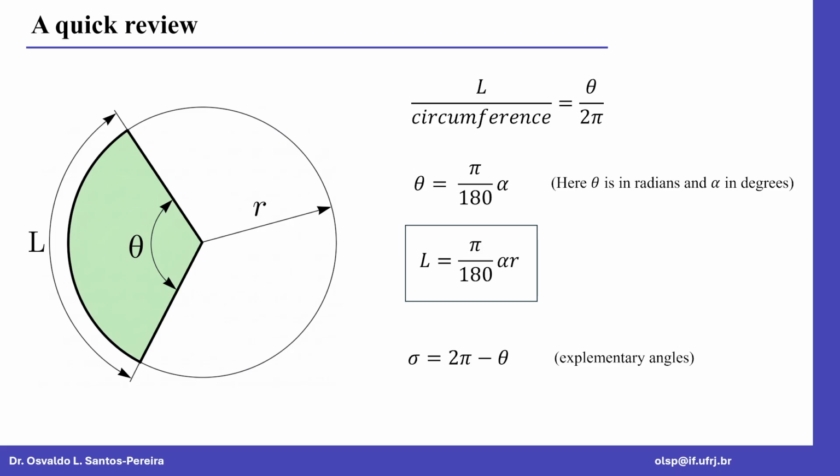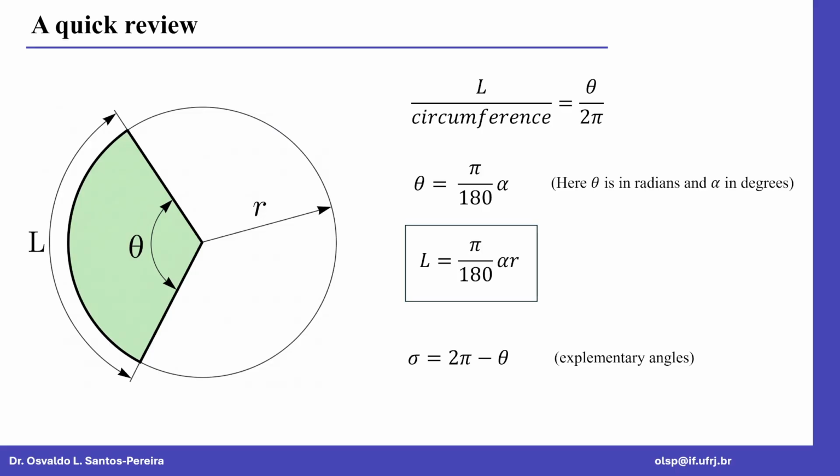Before solving the problem itself, it is useful to briefly review one of the central geometric ideas that will appear repeatedly throughout the analysis: the length of a circumference arc. The image on the screen illustrates a sector of a circle. We are looking at a circle of radius r, together with 2 radii that form a central angle denoted by the Greek letter theta. The shaded green region represents the sector associated with this angle, while the bold curved boundary corresponds to the arc whose length is denoted by the letter L.